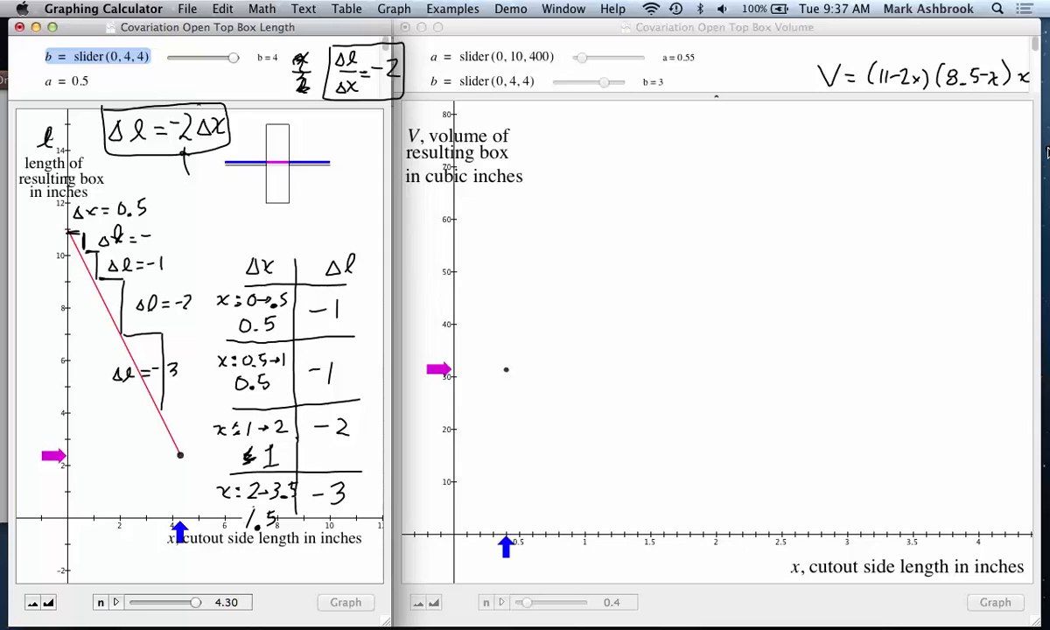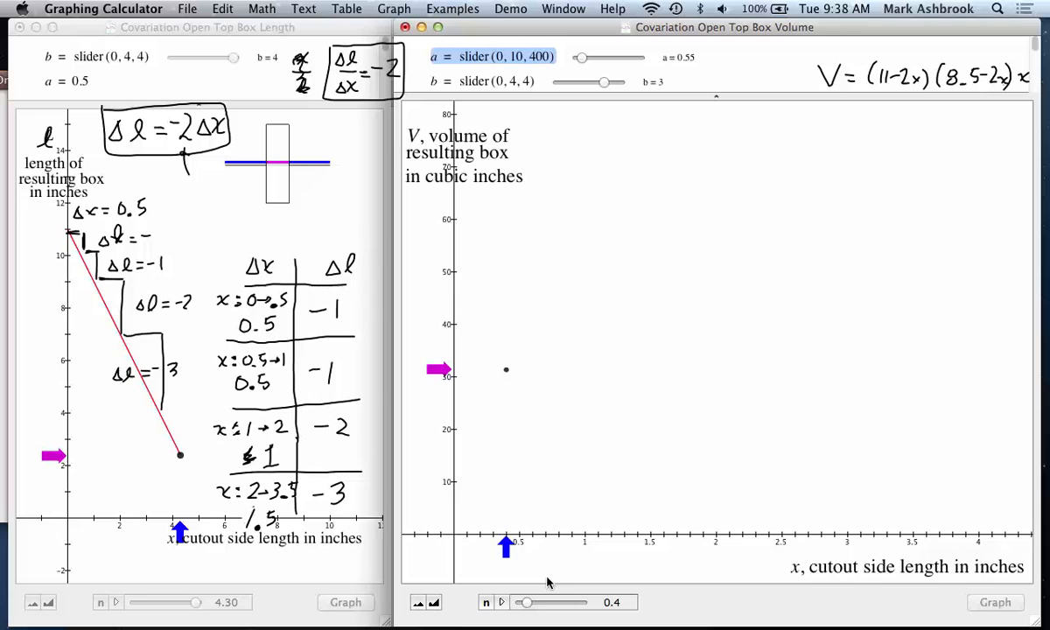So when the cutout side length is 0, what should the volume be? If I put this blue arrow to 0, what should the volume of the resulting box be? Should be 0. Yeah. In what situation is that, with the paper? Paper's flat, right? I haven't cut anything out. Is it an okay situation? You don't get a box, but it's physically possible to cut out squares of 0, and you just have a piece of paper with a volume of 0, right?